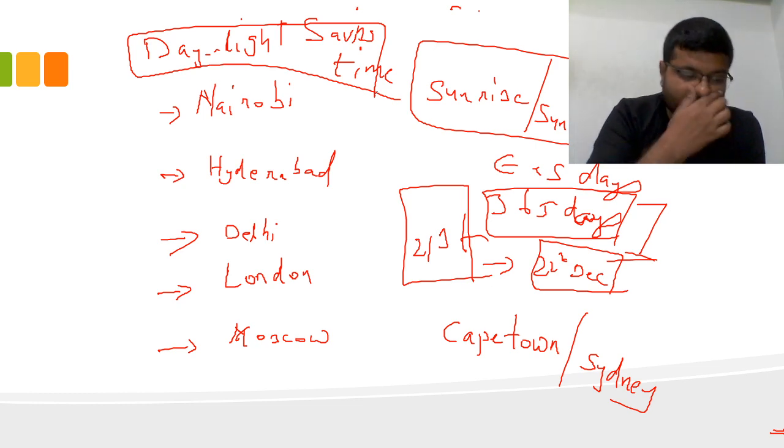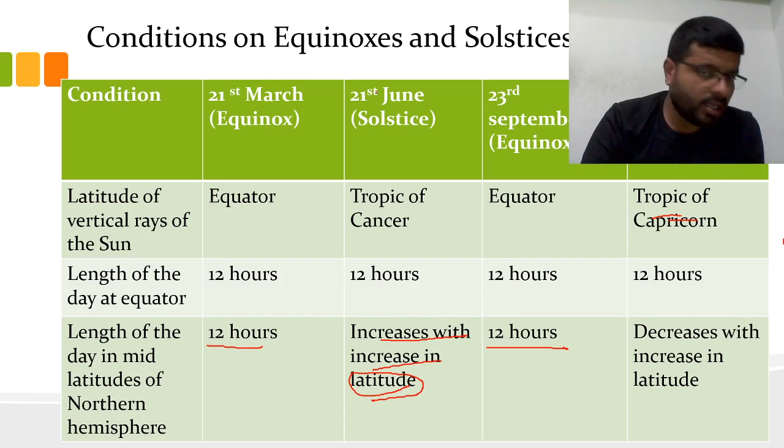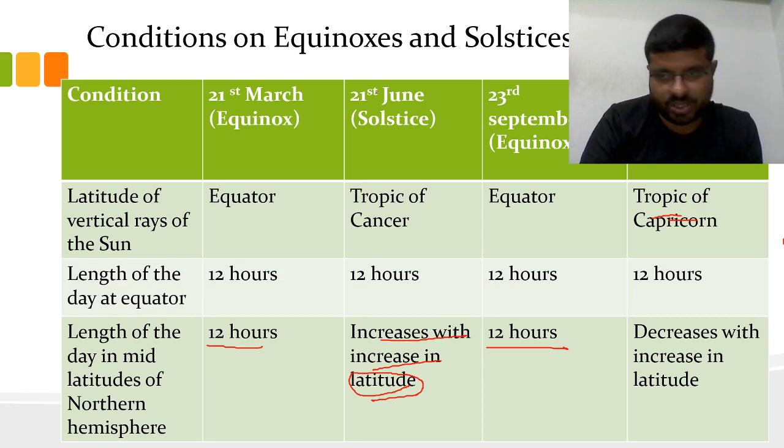How do you feel about this class? Yes, this is what the condition is. Please remember, length of the day in mid latitude of the northern hemisphere will be 12 hours at equinox, and then what happens on 21st June solstice? It increases with increase in latitude. Similarly, the opposite will happen: it decreases with increase in latitude on 22nd December.